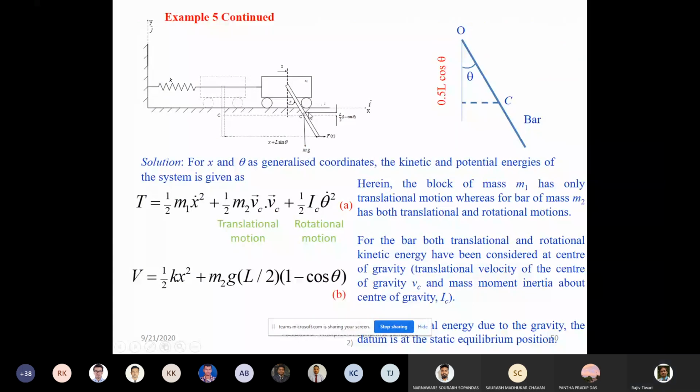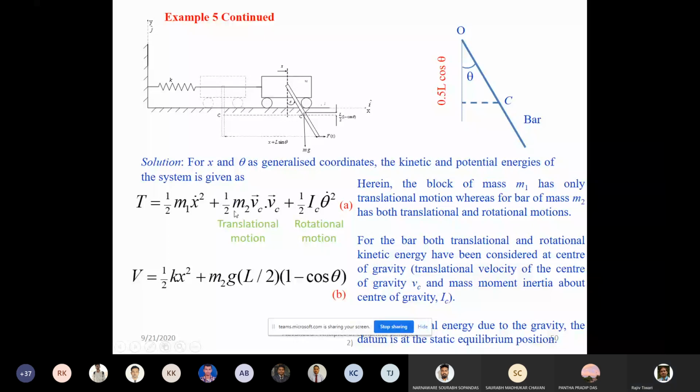So kinetic energy will be there in the car mass as well as in the swinging bar. Car is having linear motion, so the kinetic energy will be simple, 1/2 m1 x dot square. So for car, kinetic energy is simple. For bar, because bar is swinging also, it will be having two energies. One will be the translational energy, because it's not only swinging but is having motion in the x direction. So that's why the translational kinetic energy will be there.